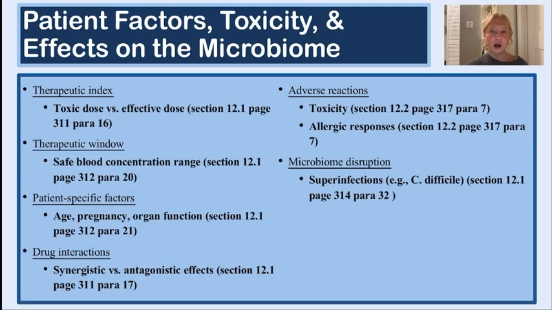So, beyond microbial susceptibility, patient-related factors play a major role in antimicrobial prescribing. The therapeutic index is a way to help clinicians compare the drugs by showing how close the effective dose is to the toxic dose, with a higher index offering a wider margin of safety. And closely related to that is the therapeutic window, which describes the blood concentration range where the drug is effective without causing harm.